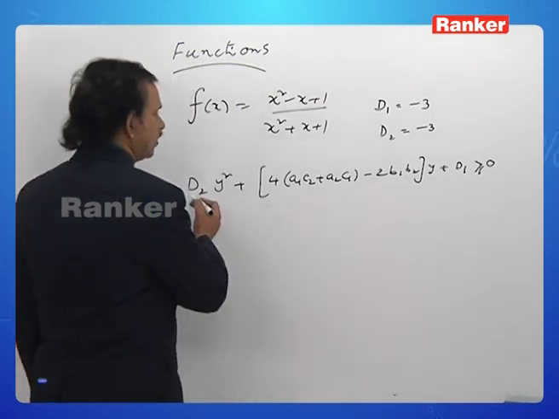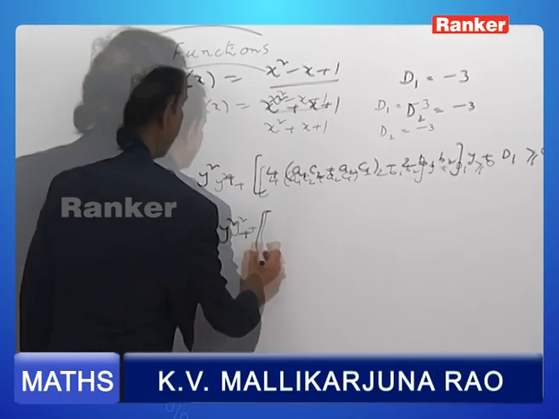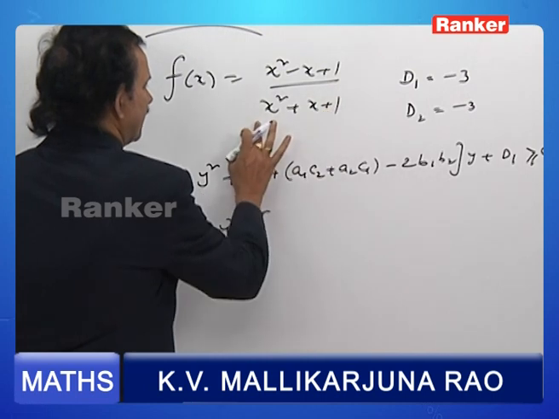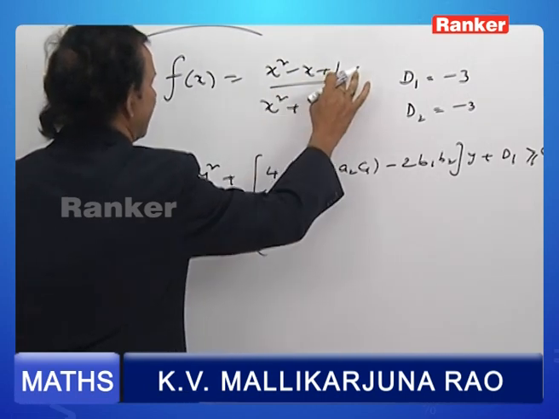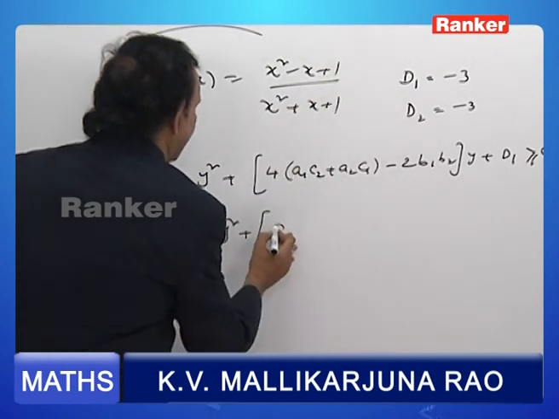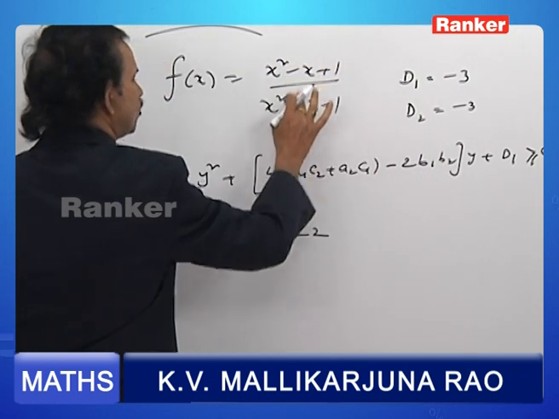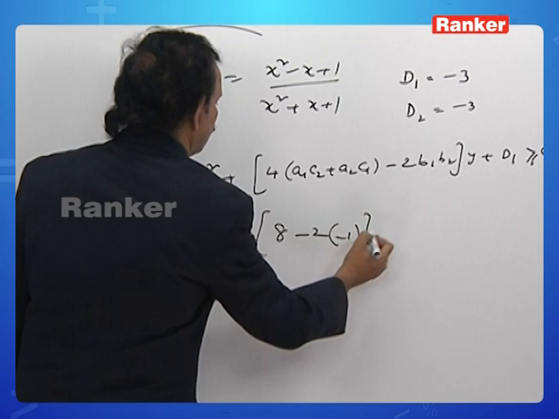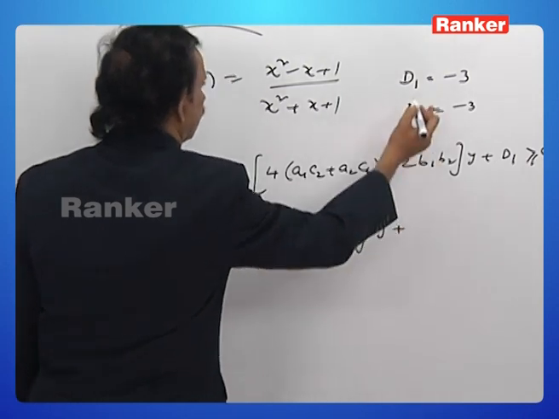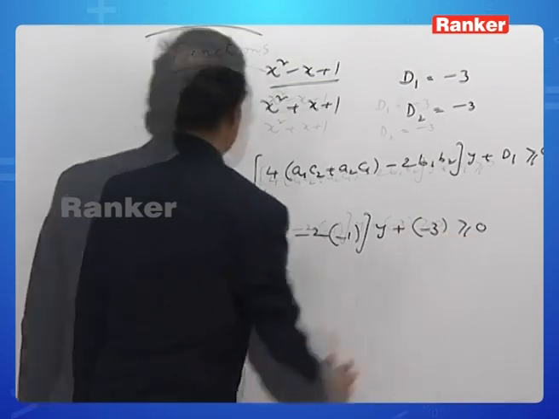Let us do that. What is D2? Minus 3y square plus 4 into A1 C2 plus A2 C1. Come on. 1 into 1 plus 1 into 1 is 2. 4 twos are 8, minus 2 into B1 B2. What is B1 into B2? Minus 1 into 1 is minus 1. Minus 1 into y plus D1. What is D1? Minus 3 greater than or equal to 0.